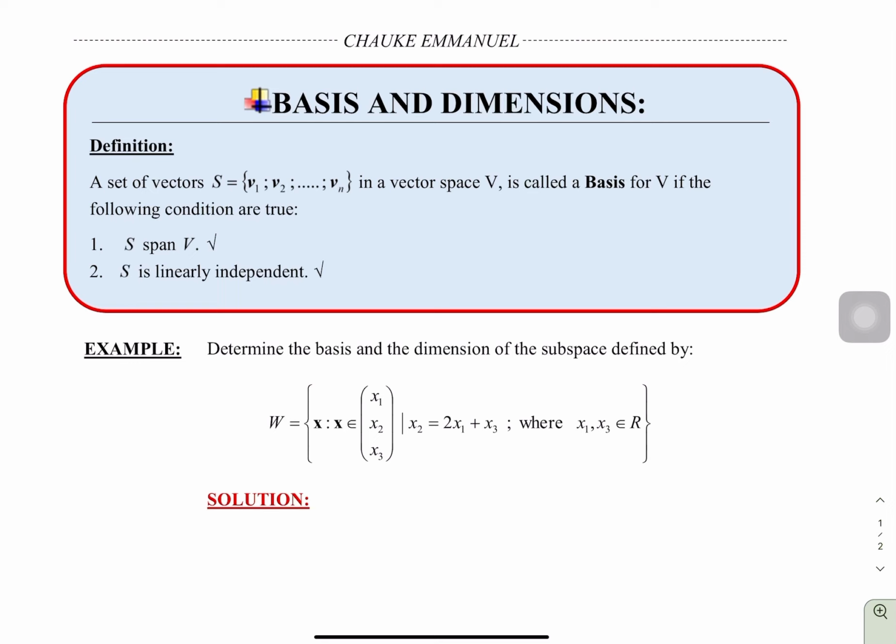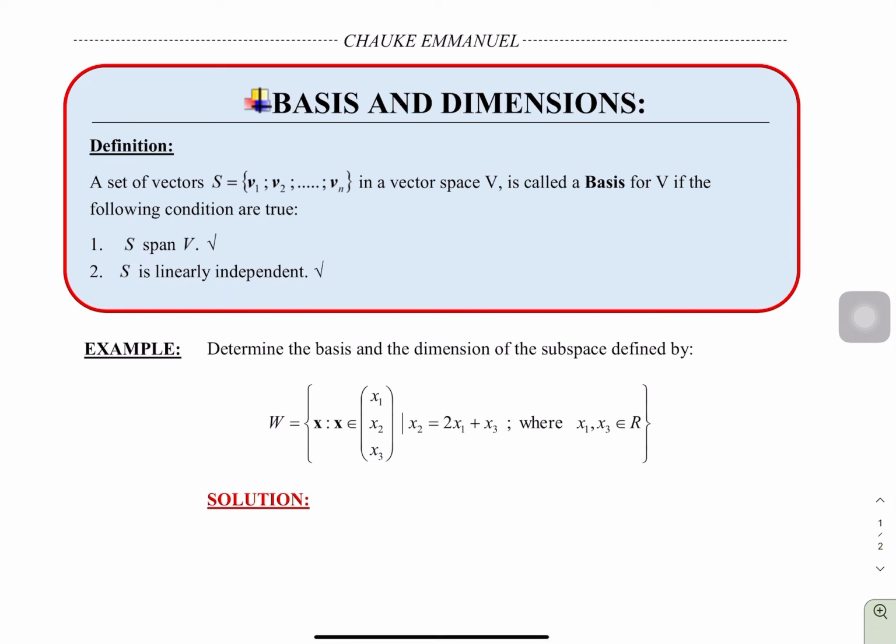Well, we are saying a set of vectors S, which is V1, V2 up until Vn, in a vector space V is called a basis for V if the following conditions are true. So here you have two conditions which you must satisfy. The first one is that S spans V. That means you must be able to write your subspace S as a linear combination. This is the concept of a spanning set.